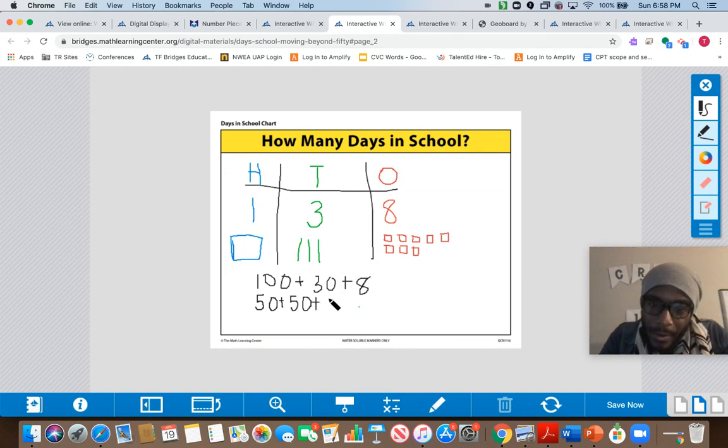And what 2 numbers will give me 30? How can I break this down? Ooh, I know, 20 plus 10. Break down 30. And I can also break down this 8 and make it 4 plus 4, a double.